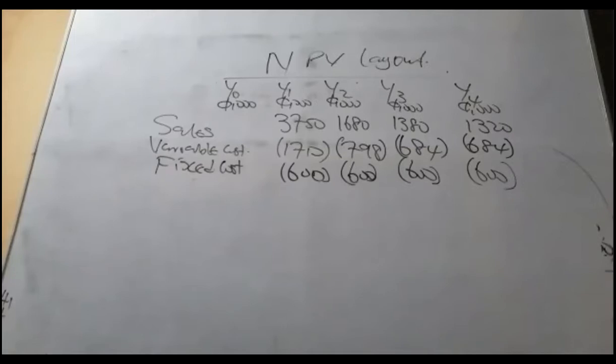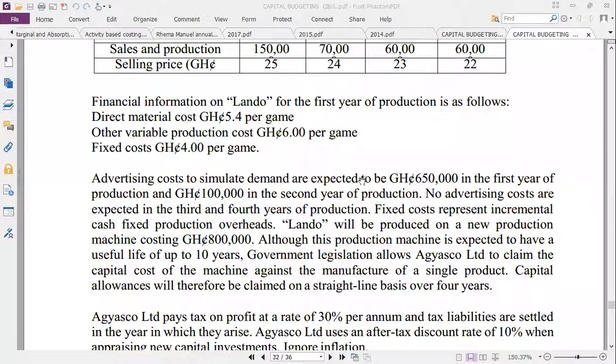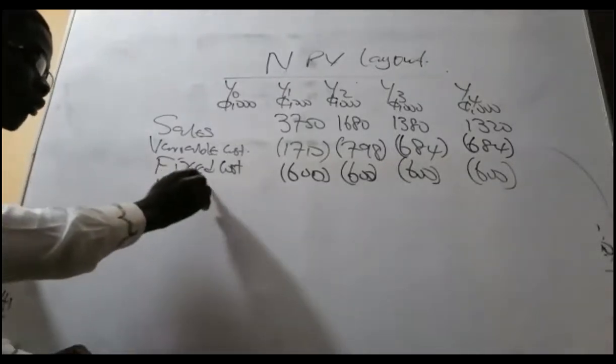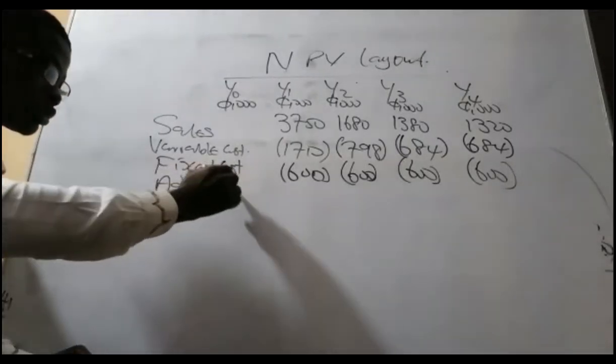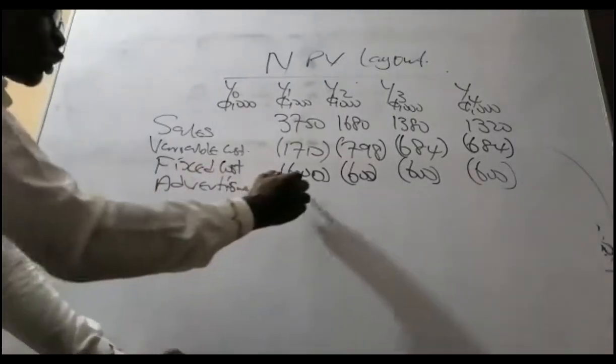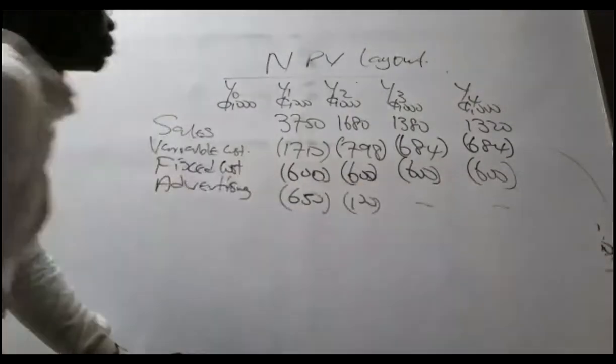So in the question, they are just explaining that this fixed cost is incremental. Now there were advertising costs of 650 in the first year of production, 100,000 in the second year, and that's all. So 650 in the first year, 100,000 in the second year, none after. We are done. So advertising.